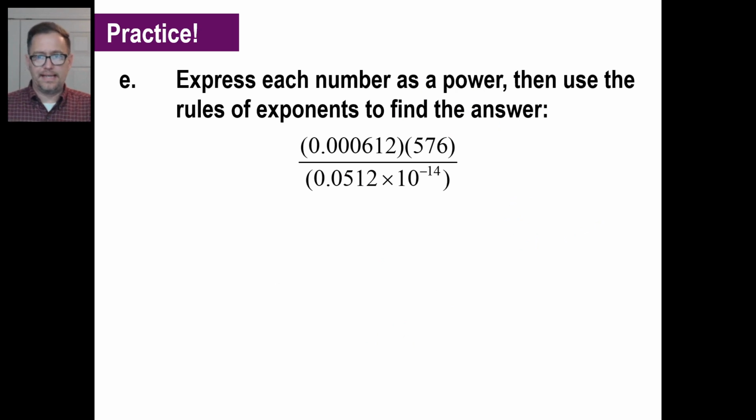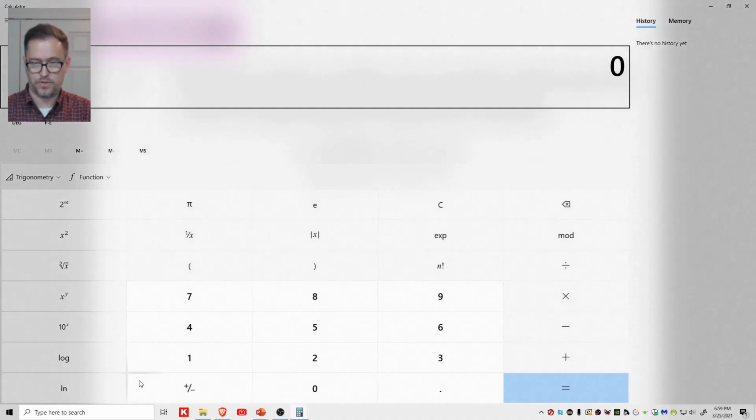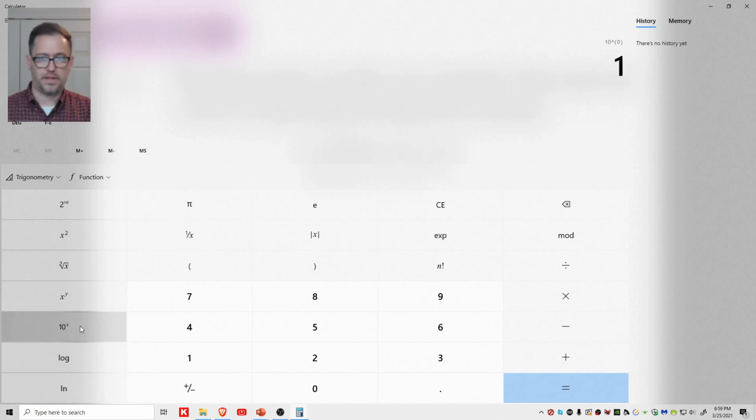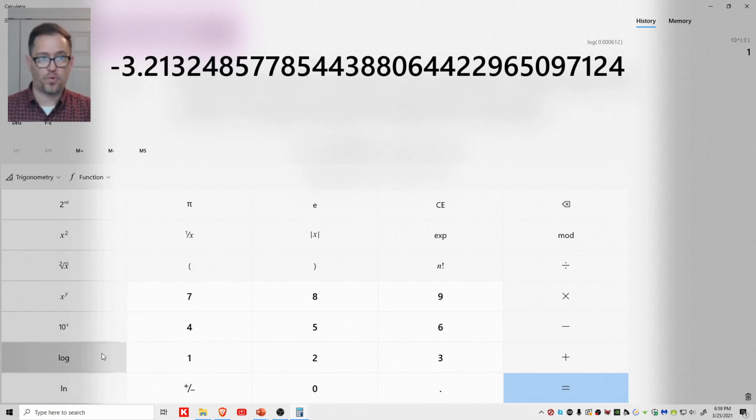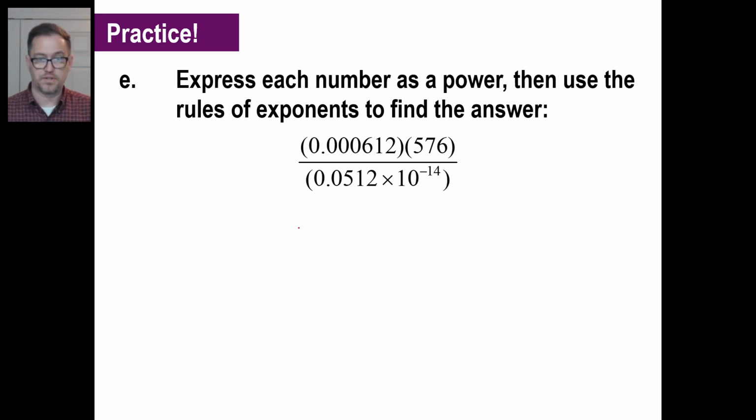Okay, let's take a look at E. Express each number as a power, then use the rules of exponents to find the answer. First off, let's find 0.000612. I need to put 10 to the x first, so 10 to the x power, 0.000612, then log, which is negative 3.2, which means this number can be written as 10 to the negative 3.2, okay?